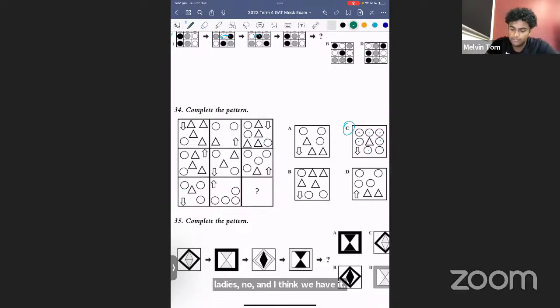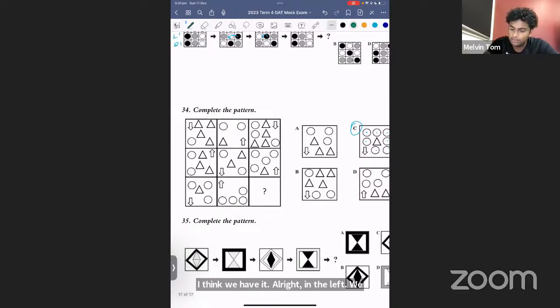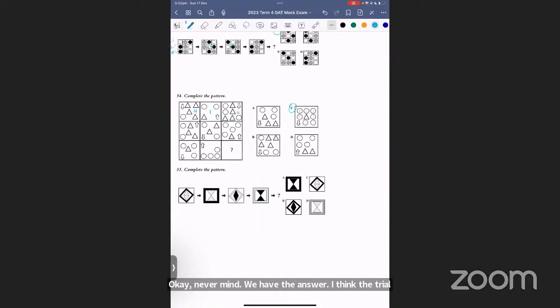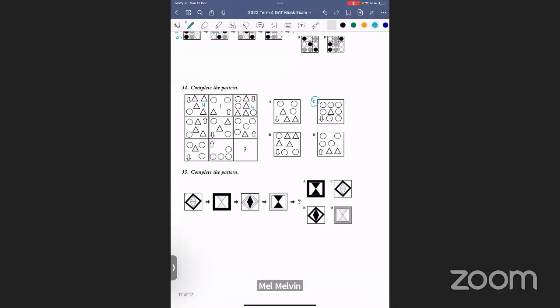All right. In the left, we have, let's see, 4 triangles, 1 triangle, and then 4 triangles. Okay, no, I thought I had it, but I don't have it. Okay, never mind. We have the answer. I think the triangles are just a random distraction.